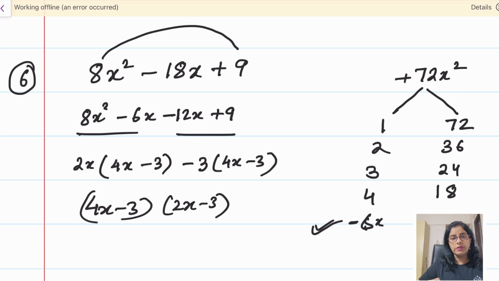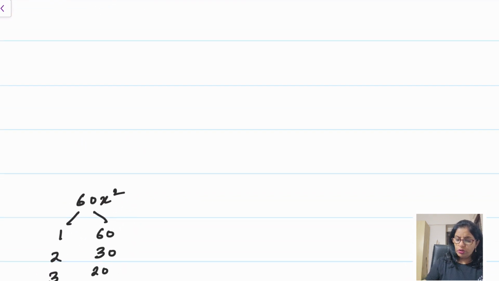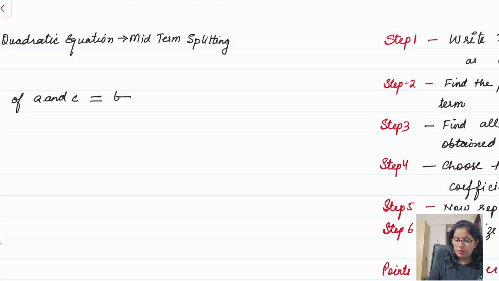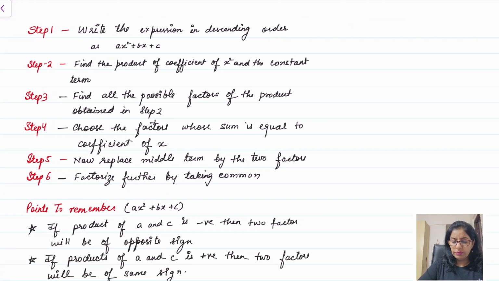So I've taken 6 different types of questions. Now I'll summarize all this in the form of steps also for you. So you can write down these steps. These are the steps that we follow. Write the expression in descending order. Write the product of the coefficient of x square and the constant term. Find all the possible factors. Choose the factors whose sum is equal to the coefficient of x. Now replace the middle term by the two factors and factorize further by taking common factors.